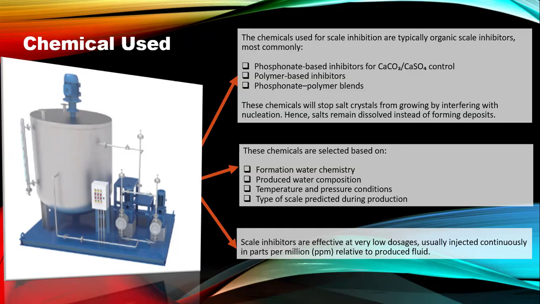types of scales. So before you select any of these types of inhibitor, the lab guys need to carry out the analysis to confirm the water chemistry and the water composition. That's when you will know the type of inhibitor to buy. Now, scale inhibitors are effective at very low dosage. So it means you are going to be injecting a low amount of the inhibitor, usually injected continuously in parts per million (ppm) relative to produced fluids.